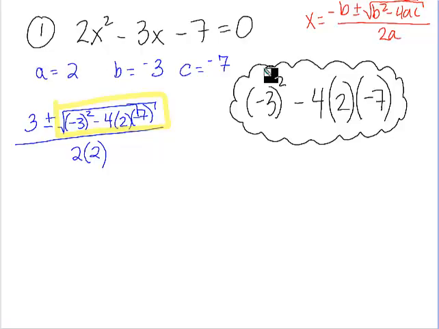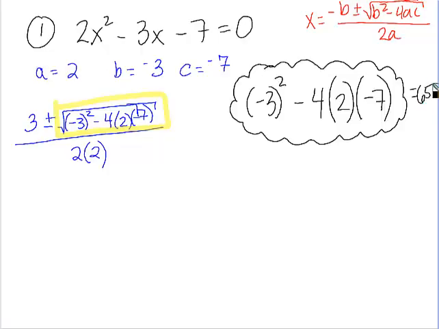Did you put your negative 3 in parentheses, Chris? I did negative 3 squared first. So you got a positive 9 here? Yeah, and then I got positive 56 for negative 4 times 2 times negative 7. Good. So 9 plus 56 is 65. So we get this to be 65.